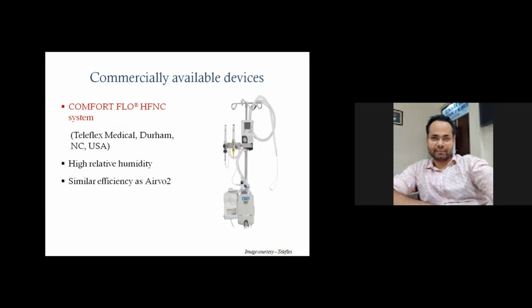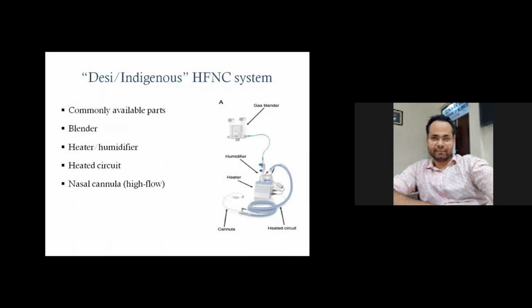Another device is the Comfort Flow, whose efficiency reflects a high relative humidity, similar to that of Airvo. Then this is the indigenous CPAP which we can use. We need the oxygen gas blender, and from there it is connected to the humidifier, and from this the inspiratory limb circuit is attached.